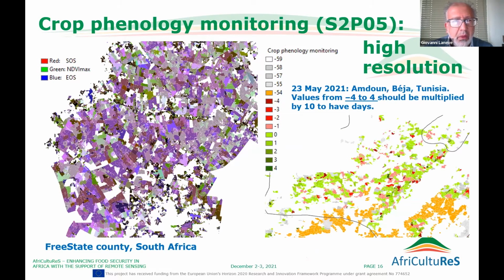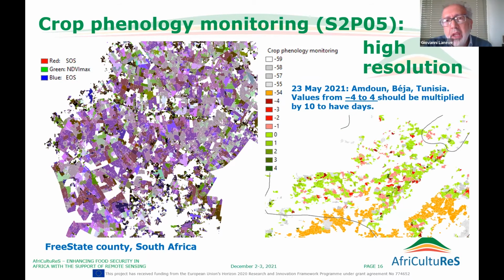Move on to... Okay, this is the case at high resolution. On the left side is an RGB map produced using the start-of-season NDVI, the maximum NDVI, then the day of maximum NDVI at the end of season. This was done for a county in South Africa, the Free State.